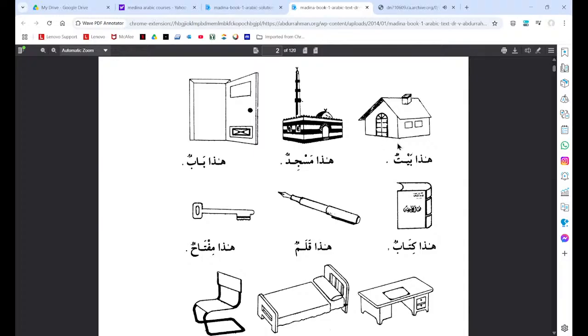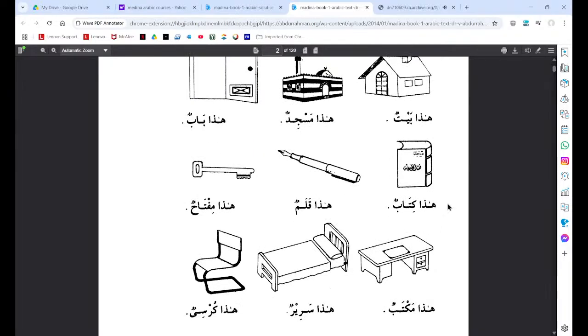This is how we understand it, and we're going to pronounce this hada baytun. This looks like a masjid. It's got the minaret. It's got the dome. Hada masjidun. Okay, this is a door. Hada babun. Hada kitabun.